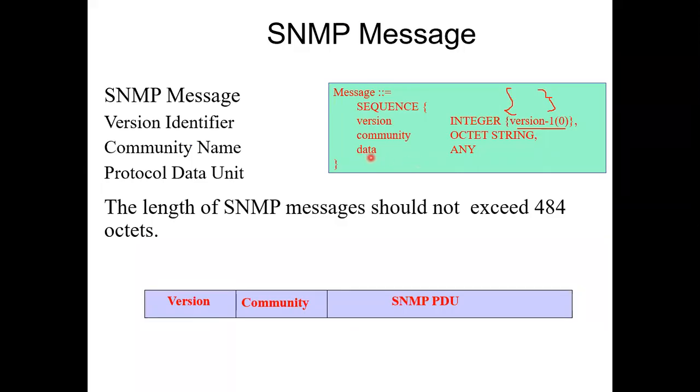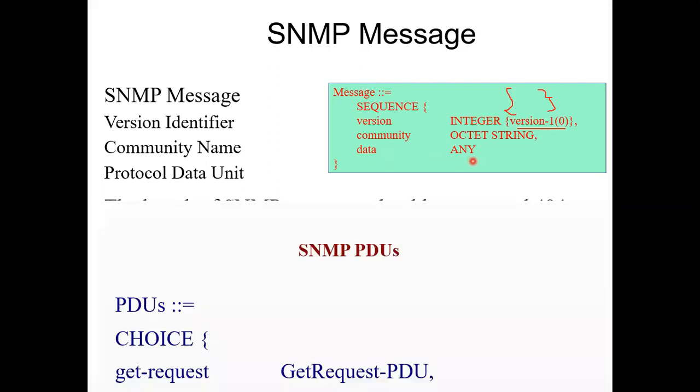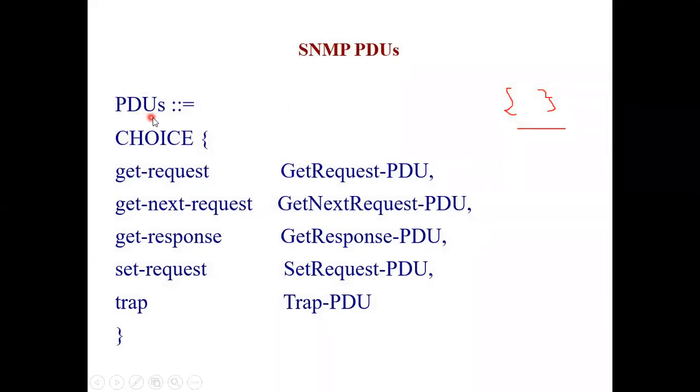So to be specific, this is the data I have added. So what are those data? PDUs. PDUs is again a choice. Which PDU do you want to take? Either a get request, get next request, get response, set request, and trap. These are the 5 messages.